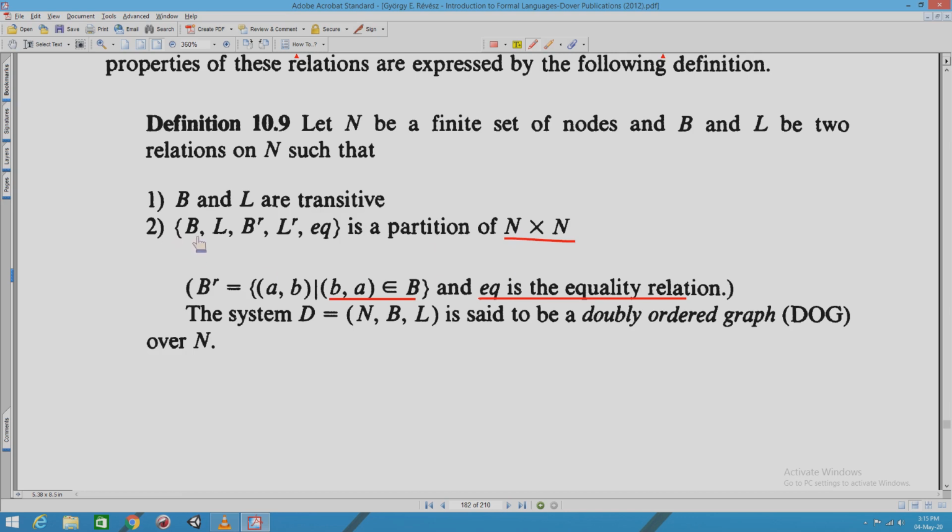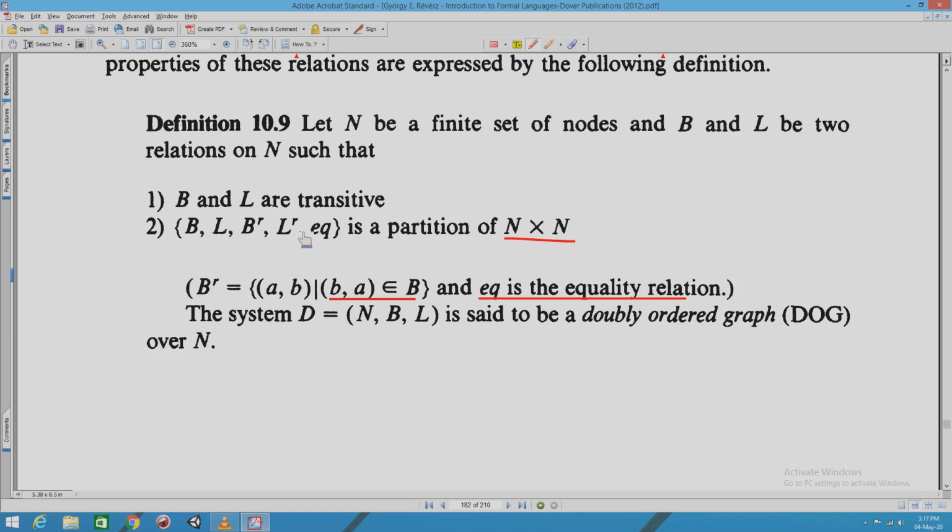So you take each pair, and each and every pair will be picked. It will either belong to B, meaning the first element is below the second element, or it will belong to L, or it will belong to BR, or it will belong to LR, or it will belong to EQ. Belonging to B means the first element is below the second element. Belonging to L means the first element is on the left of the second element. BR means the first element is above the second element, and LR means the first element is on the right of the second element, and EQ means both are the same. So you pick any pair, for example you pick AA, AA are equal. You pick another, AB, it will either belong to B or belong to L or so on.